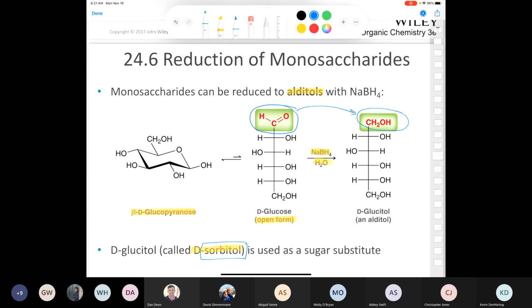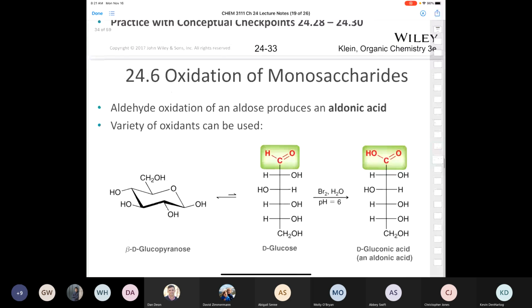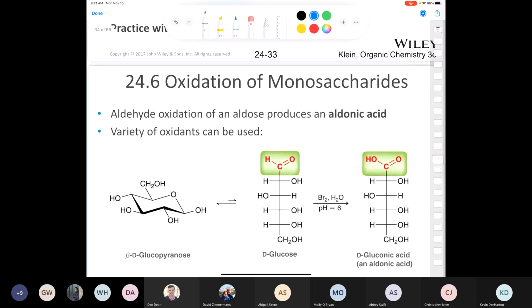So sorbitol is used as a sugar substitute. You've probably seen that on packages of processed foods before. All right, so that's reduction of an aldose. What about oxidation? Aldehyde oxidation of an aldose produces an aldonic acid. We're going to learn about an aldonic acid and an aldaric acid, and I'll teach you my method for remembering which one is which.